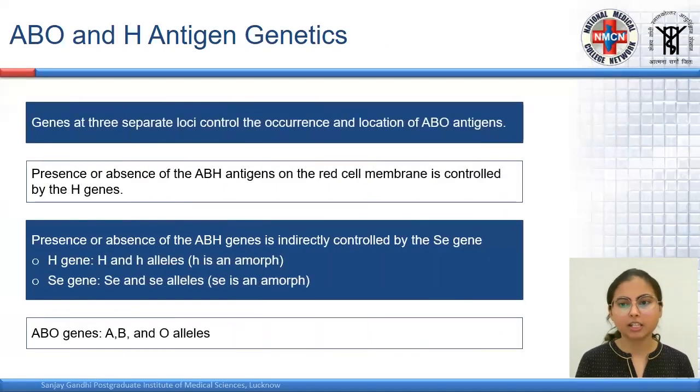The genes for these blood groups are located at 3 different loci. The presence of ABO expression on the red cells is also controlled by a separate gene, which is the H gene. The H gene is important in order for A antigen and B antigen to latch on to the RBC surface.